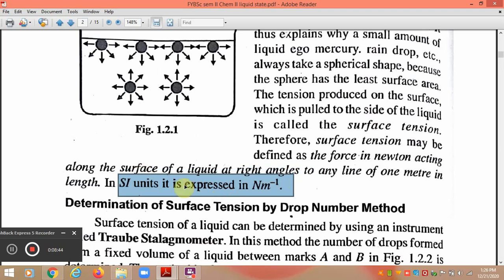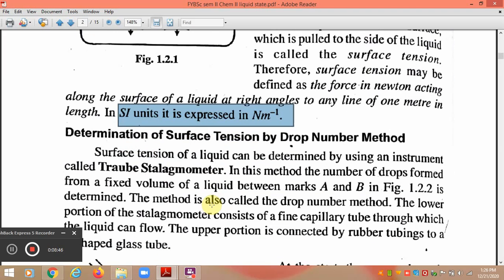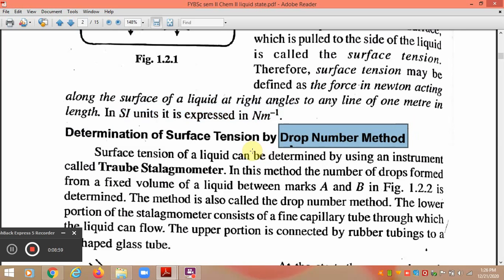Again, the question arises, how can we calculate the surface tension of a particular liquid? Actually, it is a comparative property, not an exact property. So the determination of surface tension involves a method called the drop number method, which is named based upon counting the number of drops from a particular volume of the liquid.